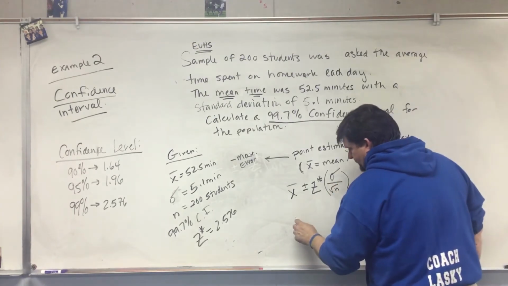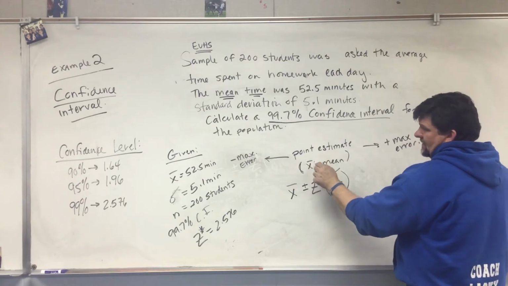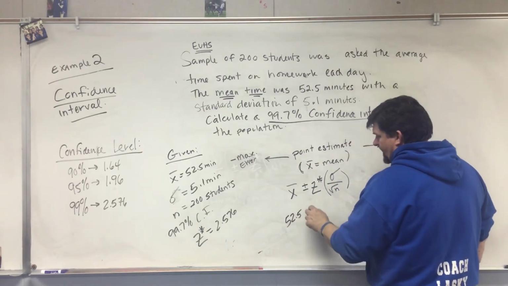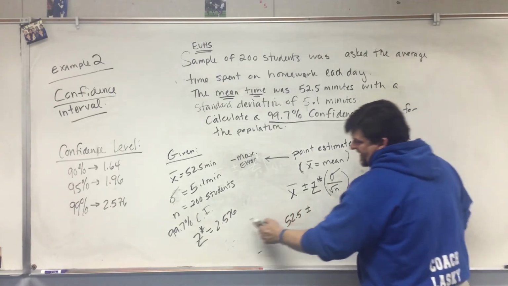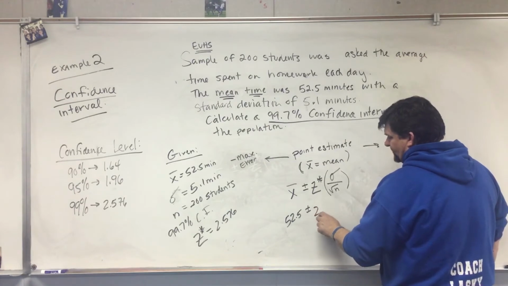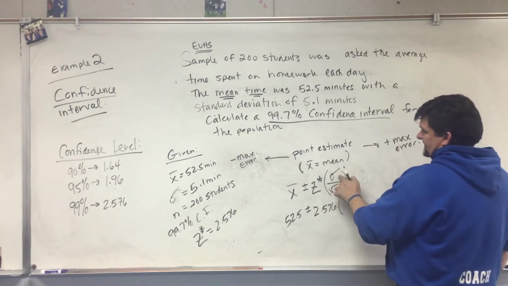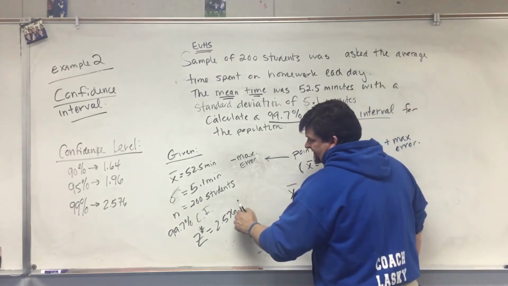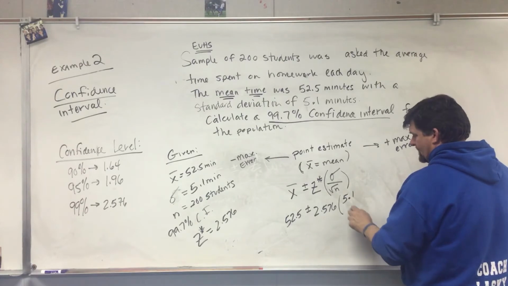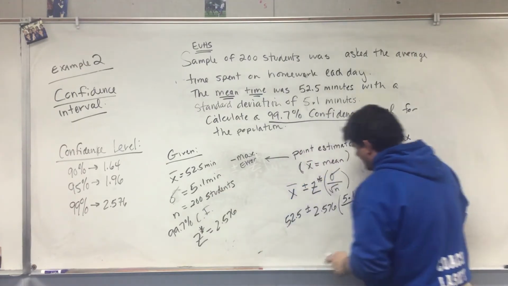So now let's just plug them in there. What's our estimate? Our estimate is our mean. Our mean is 52.5 plus or minus the critical value for a z-score of 99.7, which is 2.576, times our standard deviation, which is 5.1, all over the square root of 200 students.